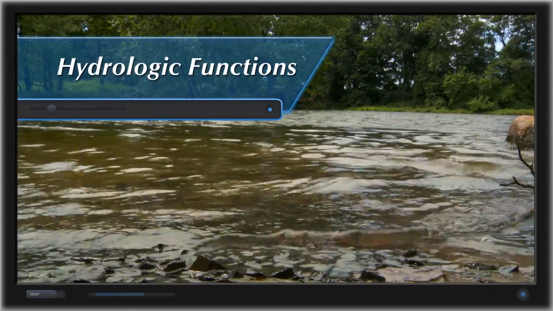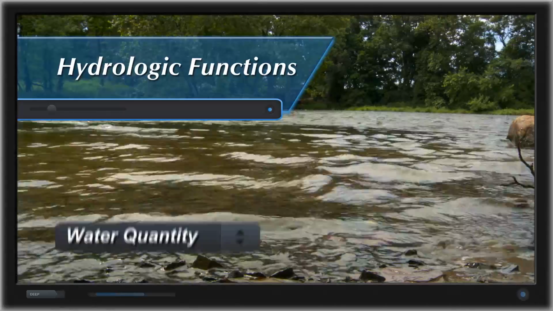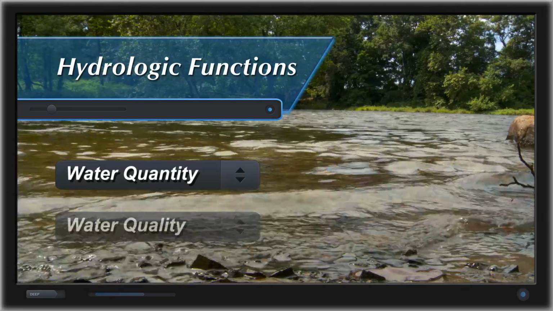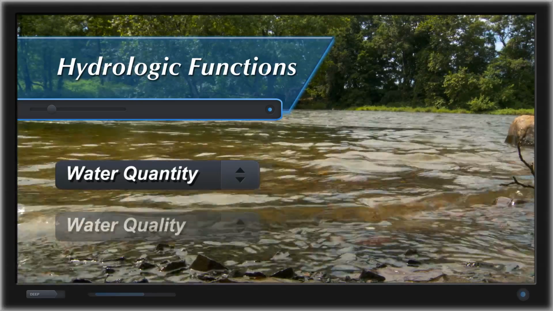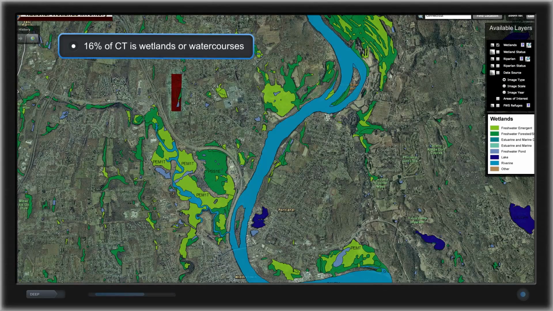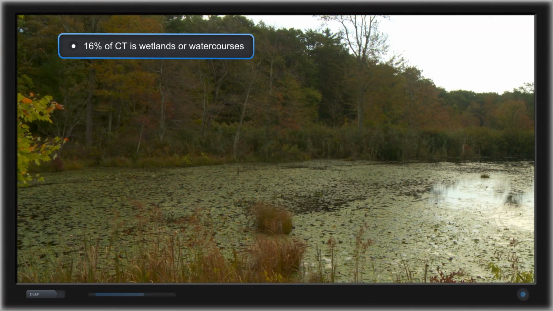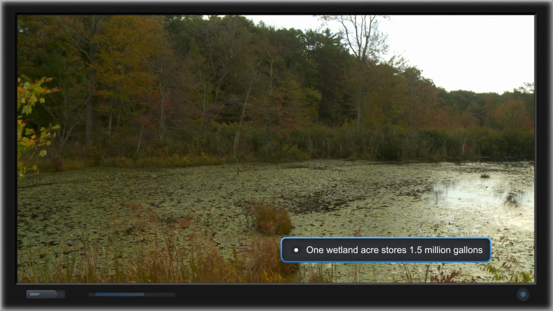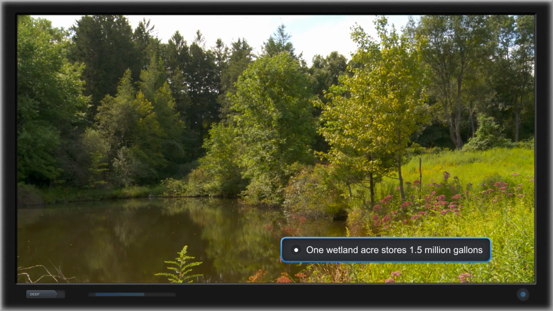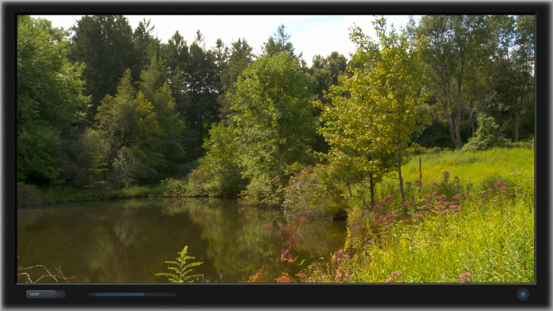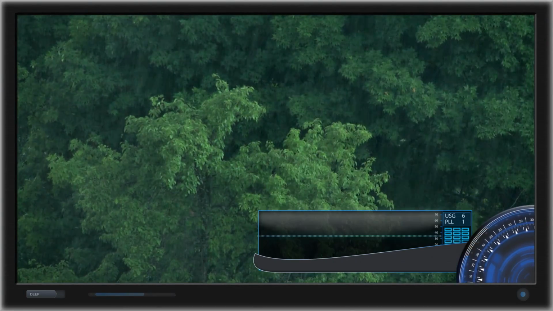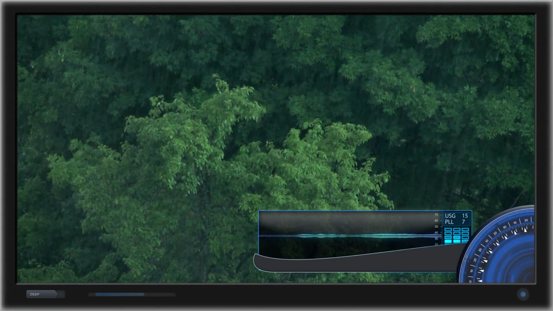Their hydrologic functions and values can be broken down into water quantity and water quality. Let's look at water quantity first. Did you know approximately 16% of Connecticut's land area consists of inland wetlands and watercourses? One waist-deep wetland acre can store up to 1.5 million gallons of water. Our state receives approximately 48 inches of precipitation per year. That's about 4 inches a month.